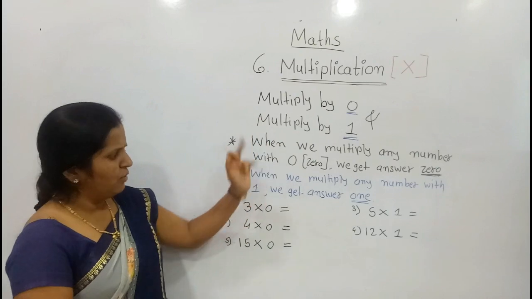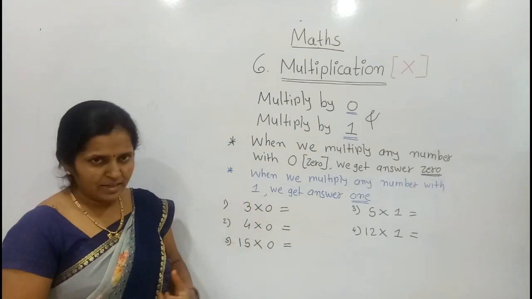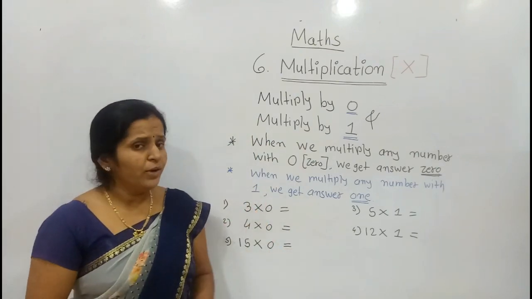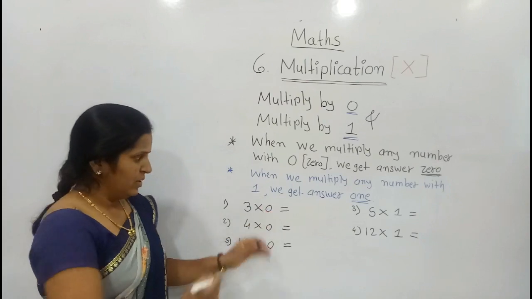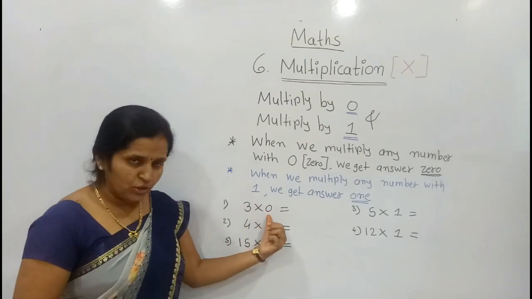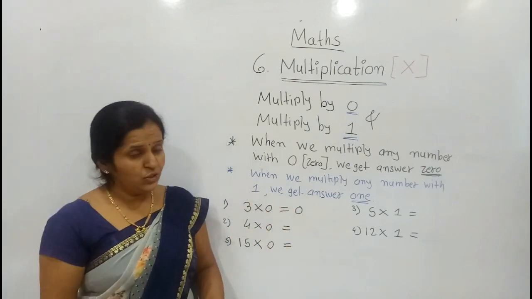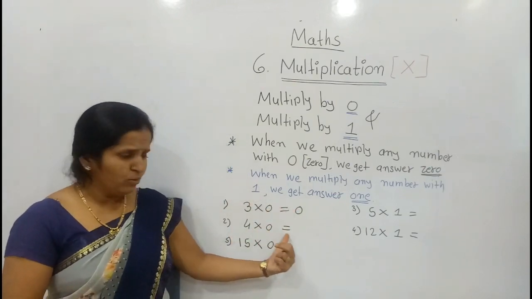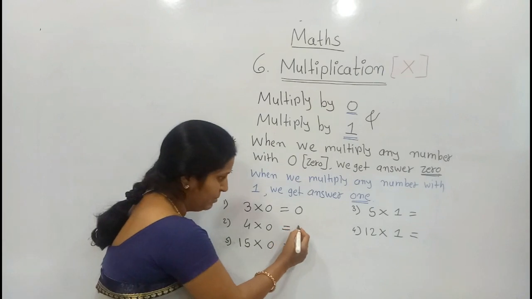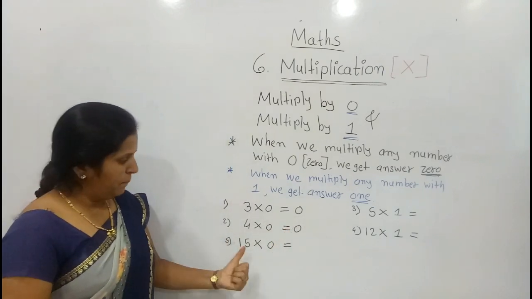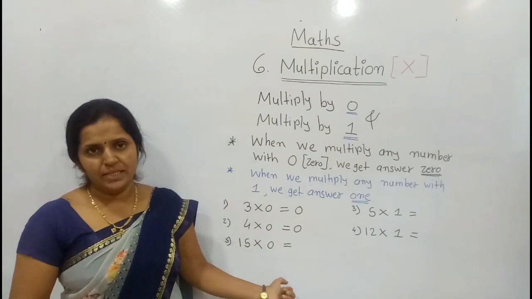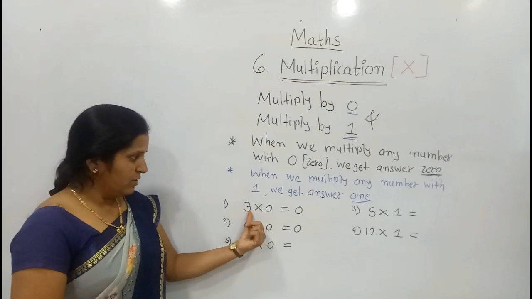This is the first, and for this, these examples are written here. 3 into 0, what will be the answer? As I said, any number multiplied with 0 gives the answer 0. 3 into 0 is 0. Second, 4 into 0. It doesn't matter whether the number is small or big. This time the number 15 is taken. It is greater than 3 and 4.